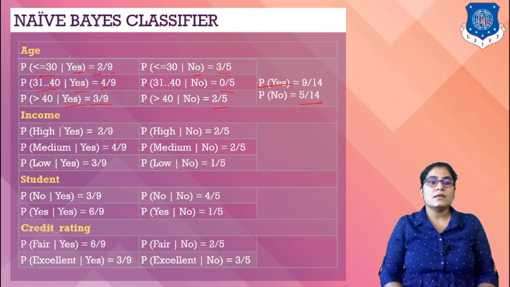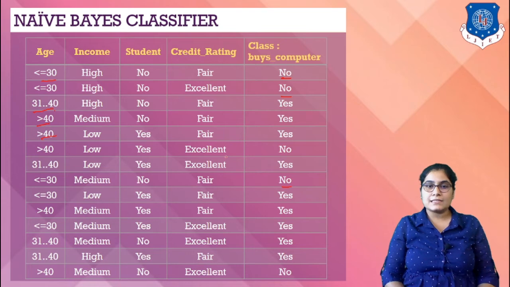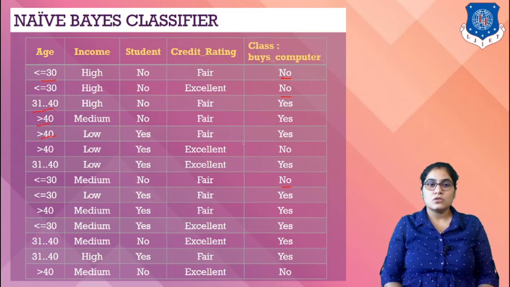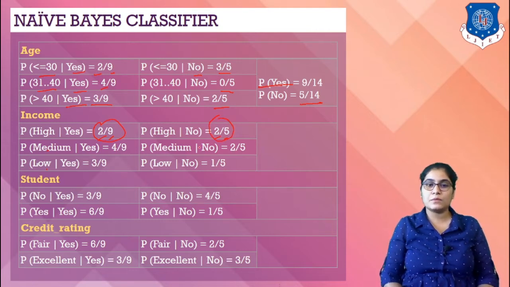Now we will repeat this procedure for the next attribute, that is income. Income also has 3 different values, that is low, medium and high. So we have to check that out of a total of 9 class labels, how many have an income value high? As we can see, there are a total of 2 records out of 9 that have an income value high, and that's why the probability is 2 by 9. Now check for no. Out of a total of 5 no class labels, how many have income value high? As we can see in this table, there are a total of 2 records that have income value high and class label no, and that is why the probability is 2 by 5.